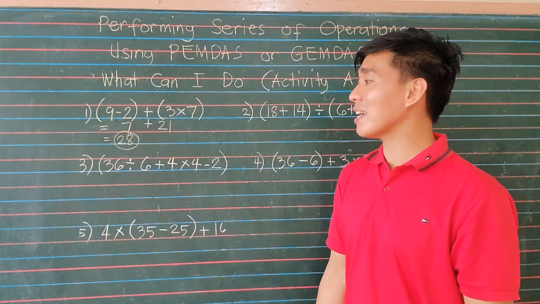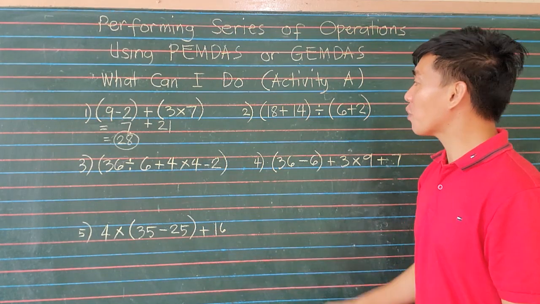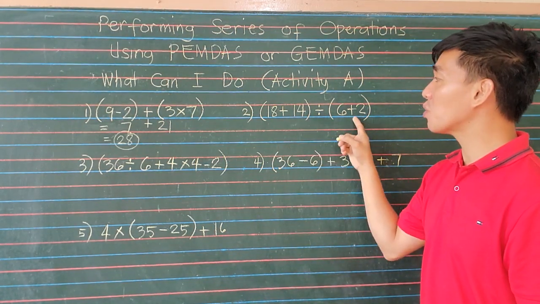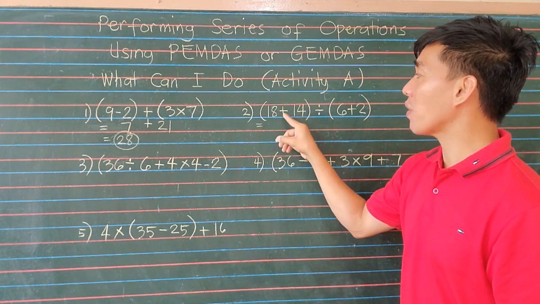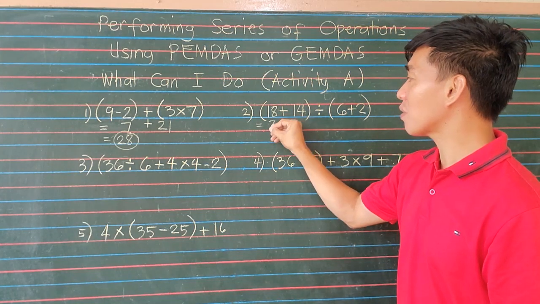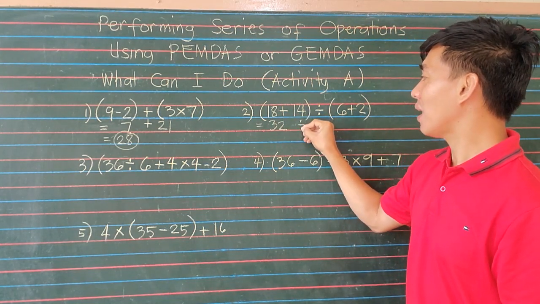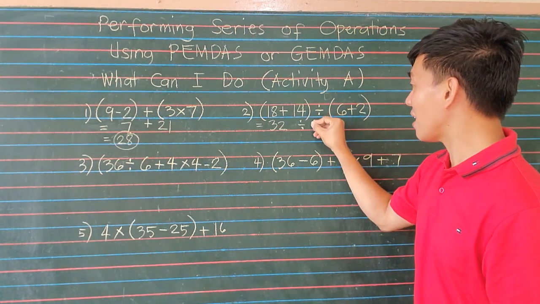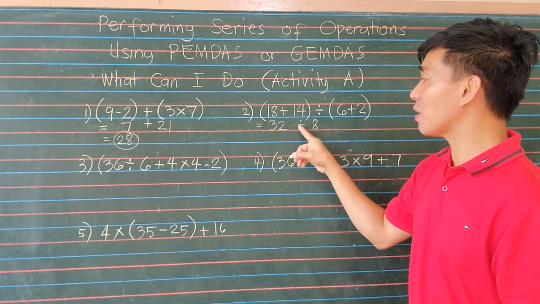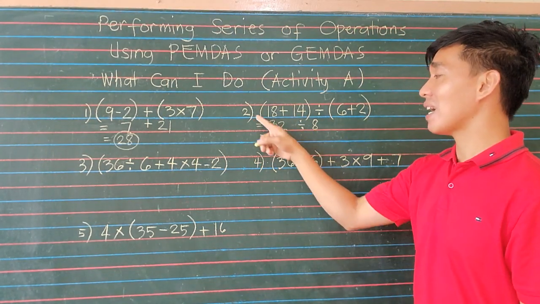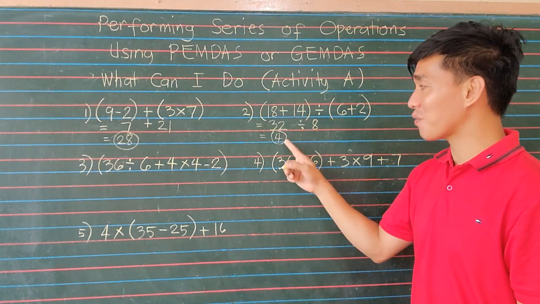Let's proceed to item number 2 here. Of course, we also have 2 parentheses, so we could just do them simultaneously. So 18 plus 14 is equal to 32. Then 6 plus 2, the answer is 8. So 32 divided by 8, the answer is 4. The answer for item number 2 is 4.